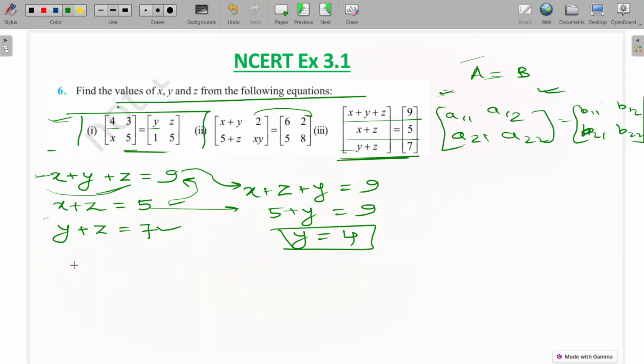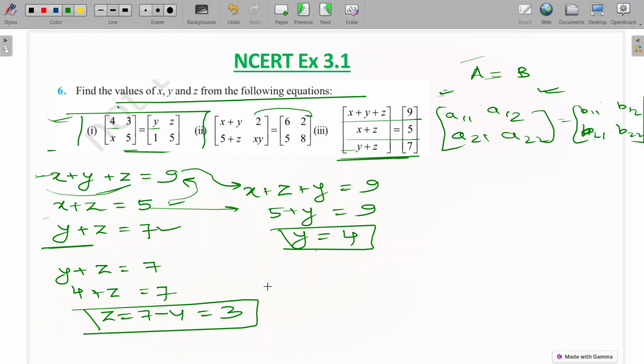Now again, y we have computed as 4. So from here we can take y plus z is equal to 7, and y is 4, so 4 plus z is equal to 7. So it means z is equal to 7 minus 4, which is equal to 3. You can conclude from here.